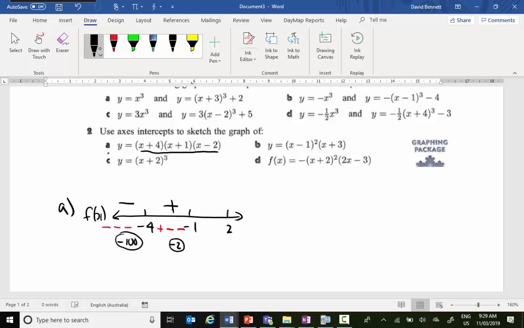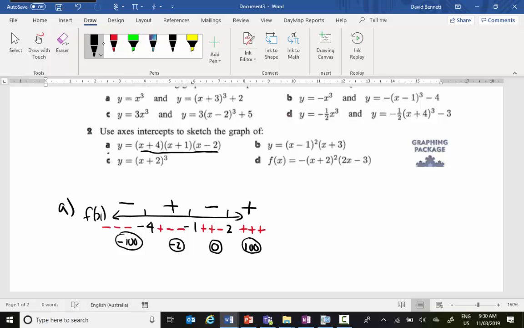Right, the next region I've got is between -1 and 2. So I'm going to think of 0 as the number. And so therefore +4, +1, -2. So I've got 2 positives and a negative, that's going to give me a negative. And then for the next one, I'm going to think of a value greater than 2. I'm going to think of 100. The first term is going to be 104 positive, 101 positive, and 98 positive. So all positives multiplied together give me a positive.